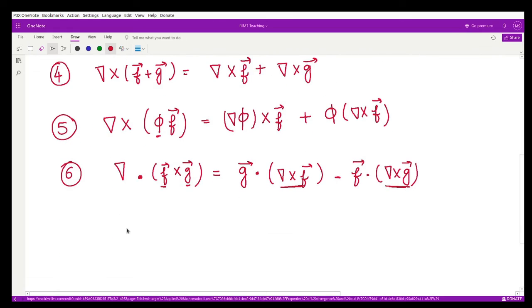The next property, the seventh property, gives you the curl of the cross product of vector f and g.